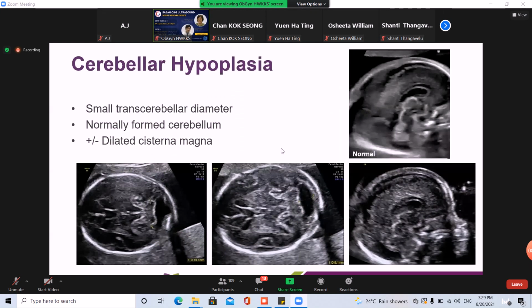And for posterior fossa abnormality, I would like to introduce you to this cerebellar hypoplasia here, in which you can see that the cerebellum is very, very small.